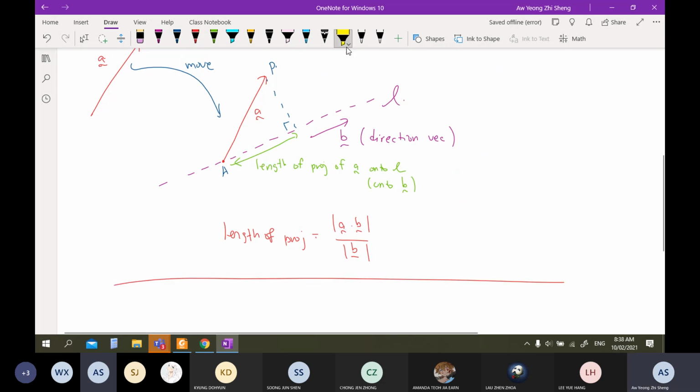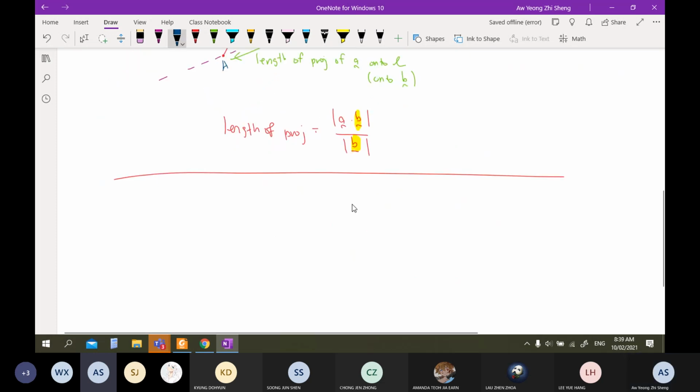So always remember, in the formula for length of projection, the vector B will be a vector that is parallel to the line that you want the shadow to be on, while the vector A is the slanted vector whose length of projection you are interested in.